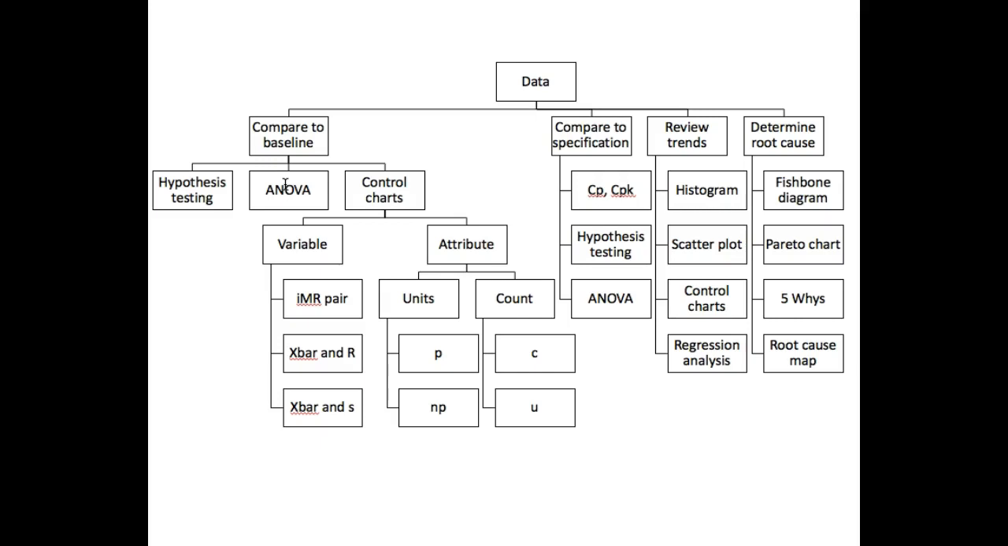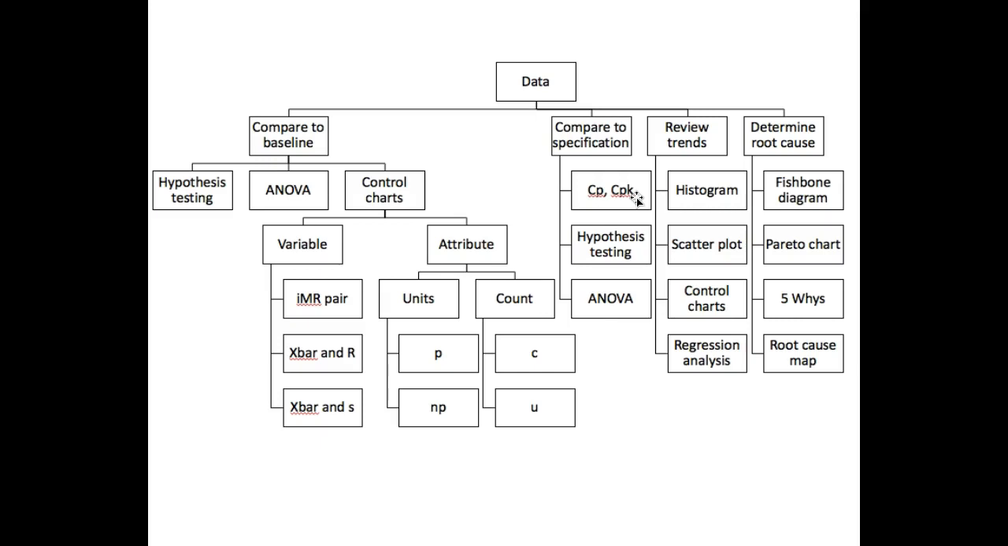But what if you don't want to compare your data to a baseline? What if you want to do something else? Well, if you want to compare to a specification, you're thinking, all right, I've got this goal that I want to hit. Did I actually reach my goal? Am I statistically close enough to my goal to say, yes, that's good? Well, again, you can do hypothesis testing or ANOVA, or you can calculate CP and CPK. So if your data fit nicely in a control chart, if that is an accurate representation of your data, then you can go ahead and calculate CP and CPK and see, are you in spec or not?